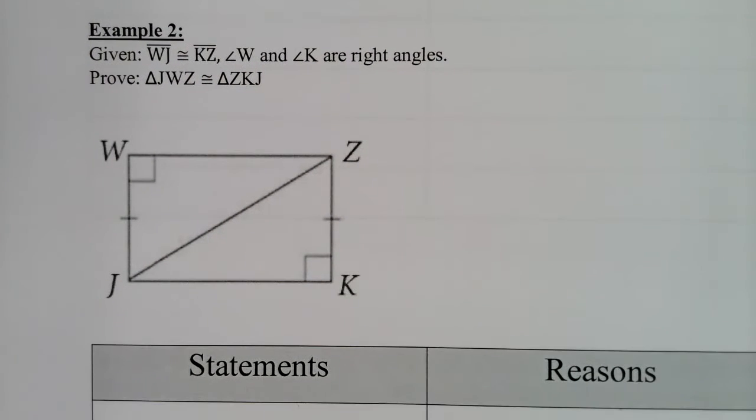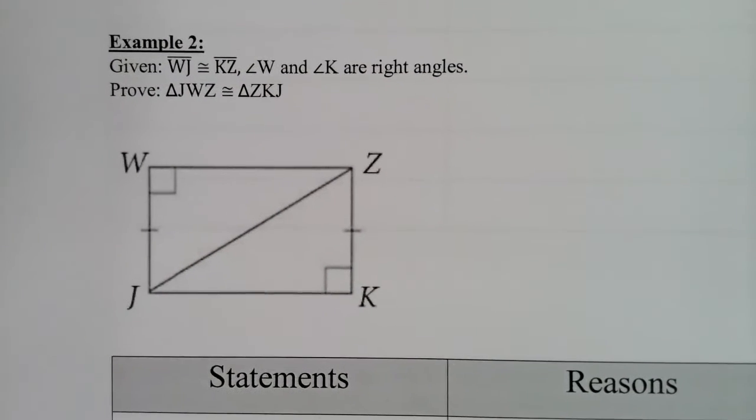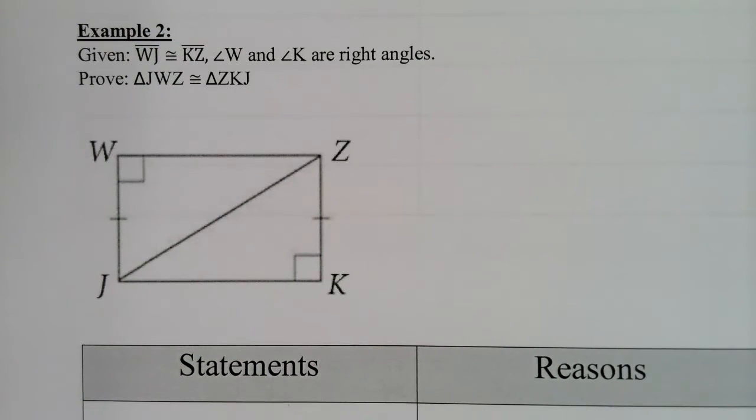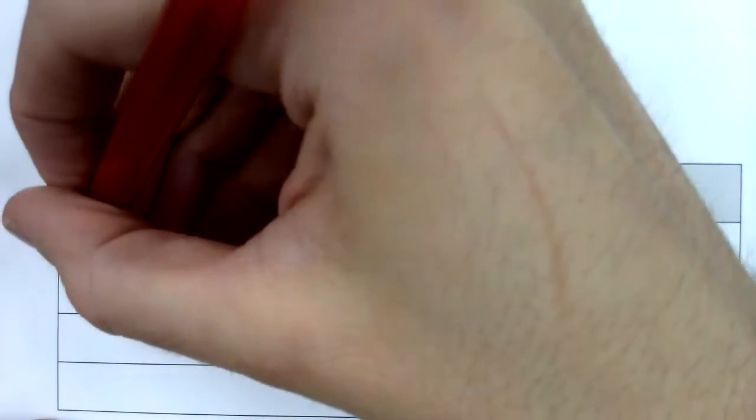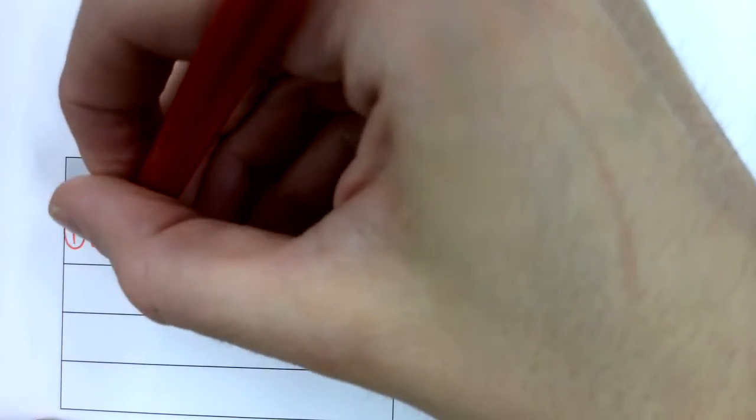All right, let's get to the proofs. We got 3 proofs. Example 2. Given WJ is congruent to XZ, that's already labeled, good, and angle W and angle K are both right angles, prove that triangle JWZ is congruent to triangle ZKJ. The first statement is my givens. Reason 1 is given. If it's not labeled, label the diagram.